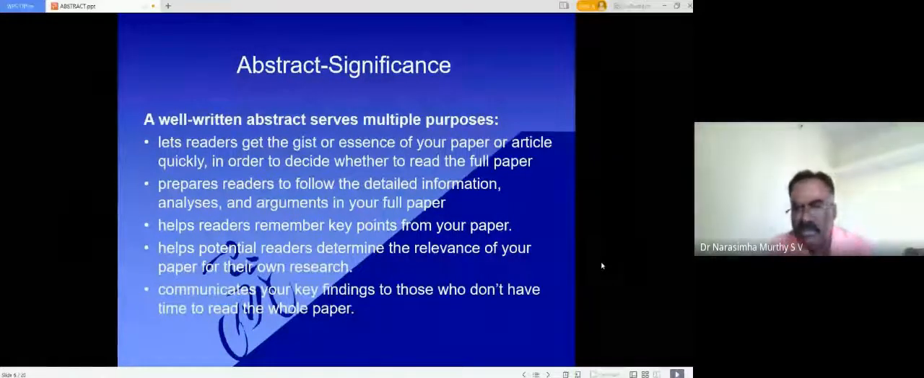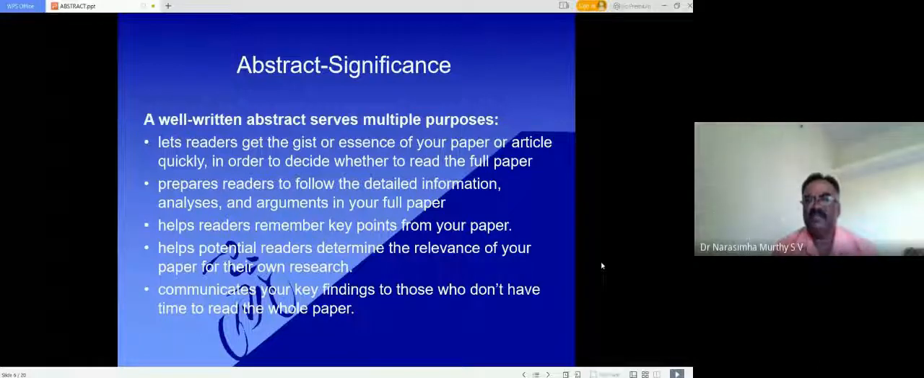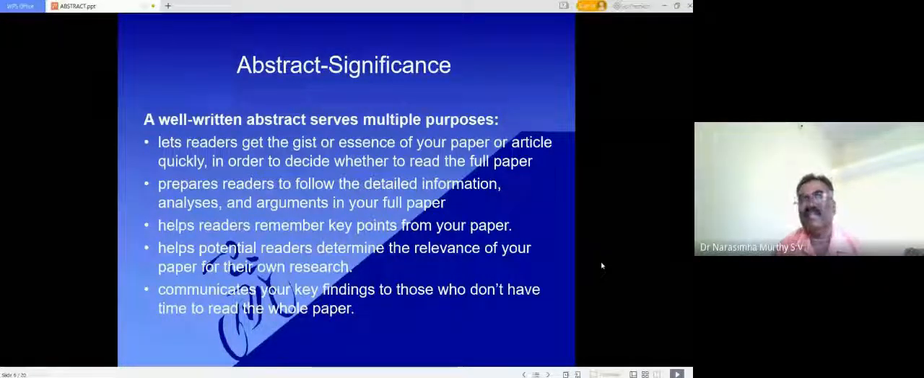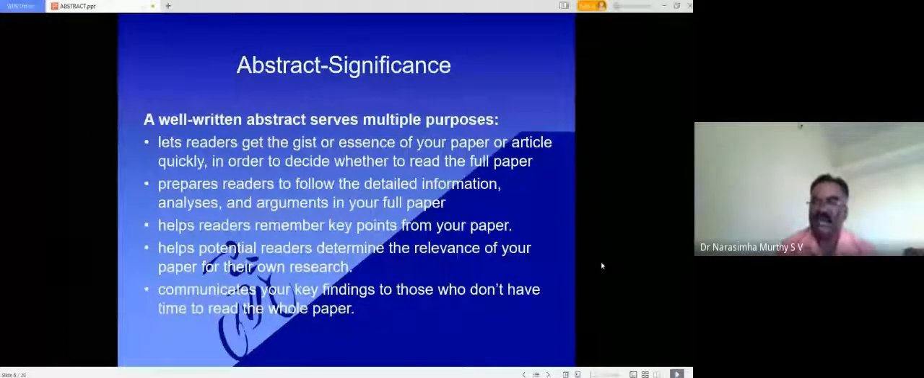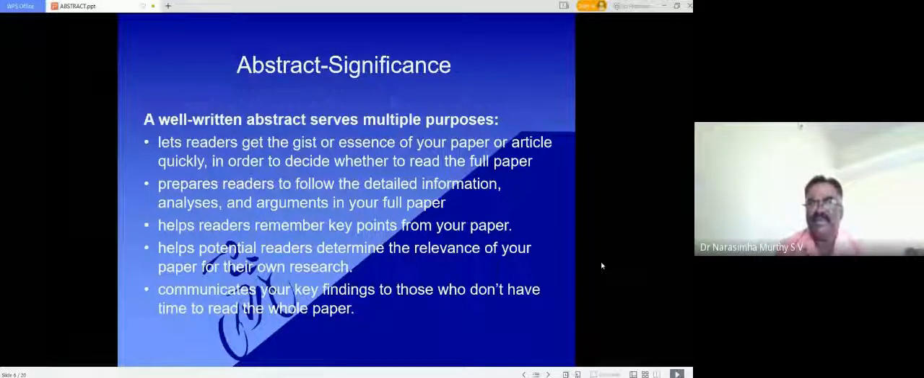And let us talk about some words about the significance of an abstract. It serves many purposes. Multiple purposes are served with a good, well-written abstract. First thing, it gives the gist and essence of your paper or article quickly, so that the reader can decide whether to continue reading the full paper, whether it is worth reading. It gives him a basic knowledge about your work, your thesis. Then, you are preparing the reader for the detailed information, analysis, and arguments in your full paper.